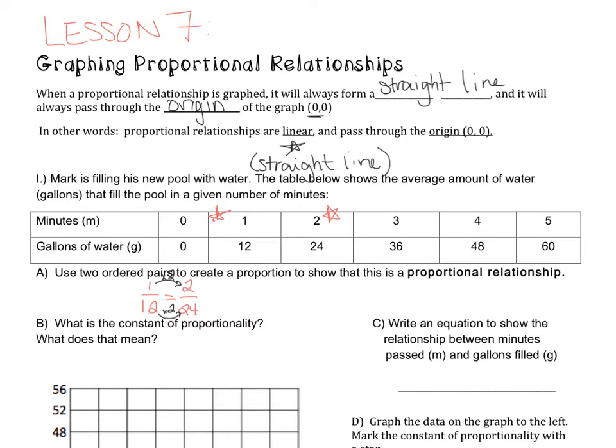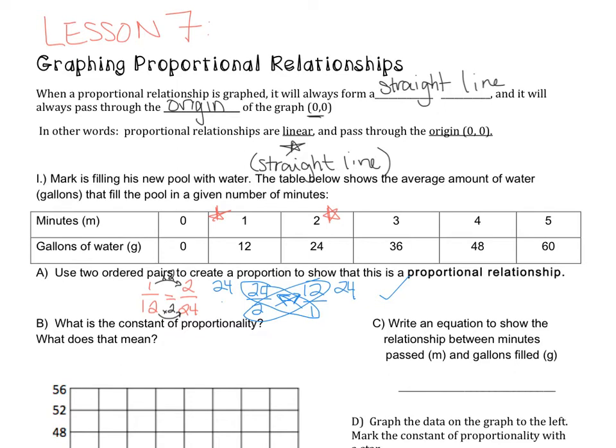On the flip side, I could flip them around, do 24 over 2 and 12 over 1. Use my cross products test. 1 times 24 is 24. 2 times 24 is also 24. Because my cross products are equal, these are proportional. So the table shows a proportional relationship.